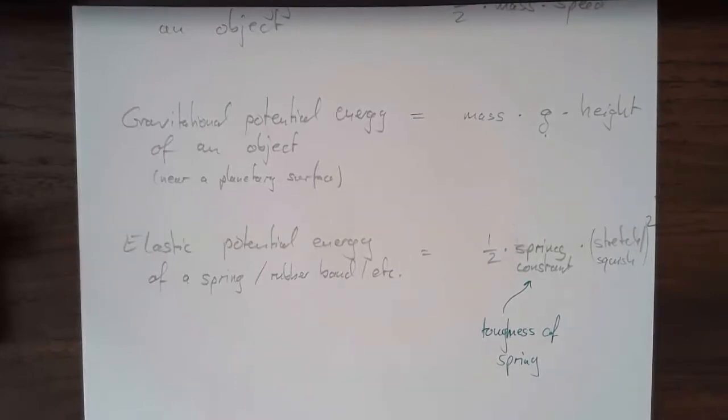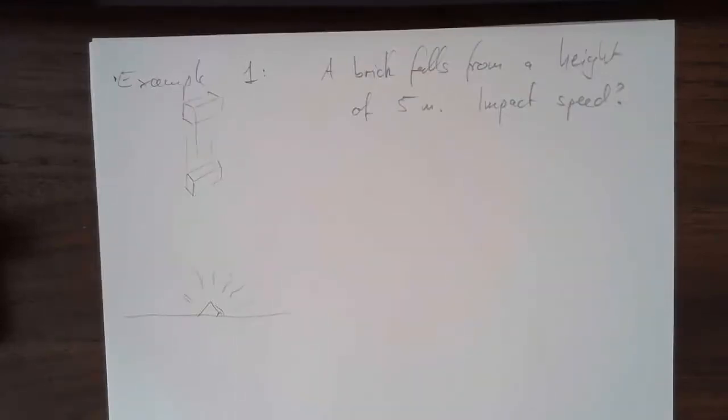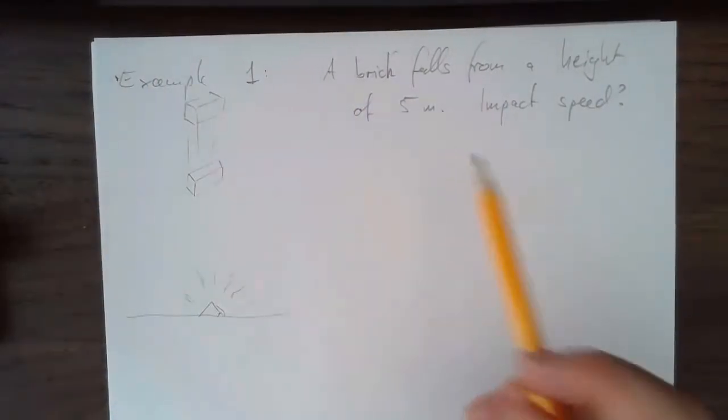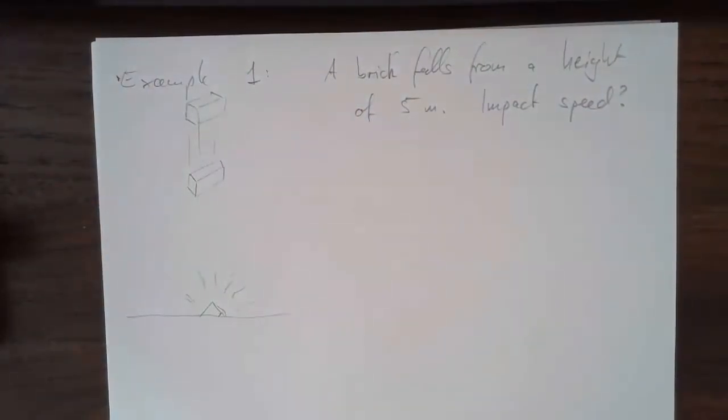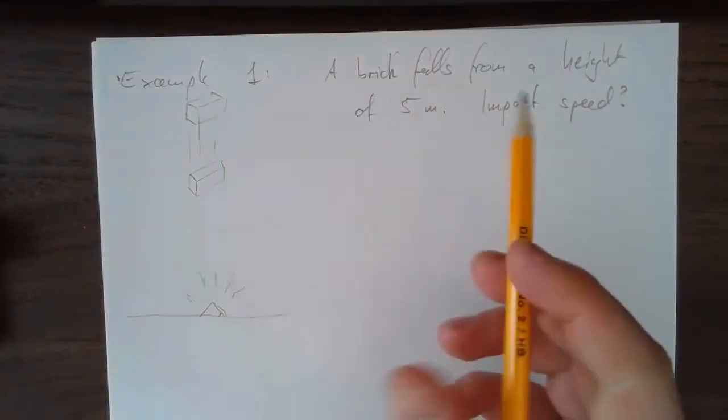Why? Let's not worry about it. Let's just learn how to use it. We're going to look at a series of examples. Here's example 1. Imagine a brick, and the brick falls from a height of 5 meters. What is its impact speed? Let's just drop it from a height of 5 meters.